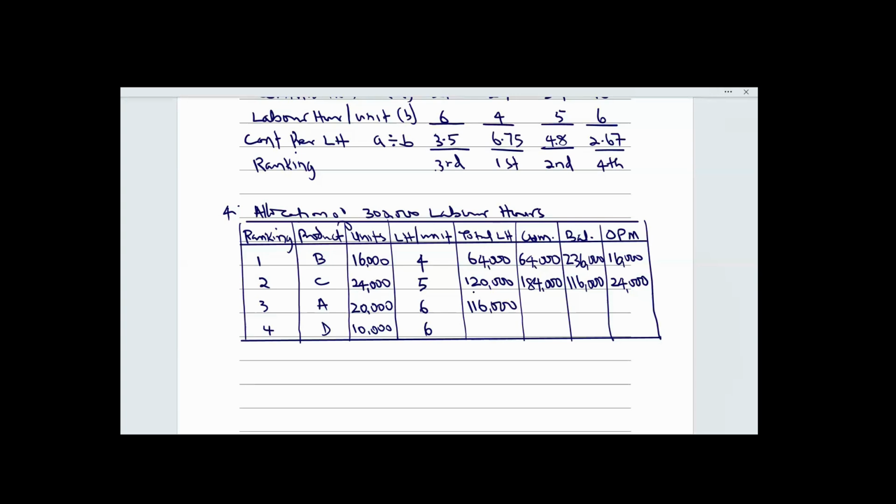Sorry, please, how did we get the 116,000? We subtract from 300,000. The total you have available is 300,000. You have allocated 184,000. 300,000 minus 184,000 gives you a balance of 116,000. So cumulative, 116,000 hours plus 184,000 hours will give us 300,000.